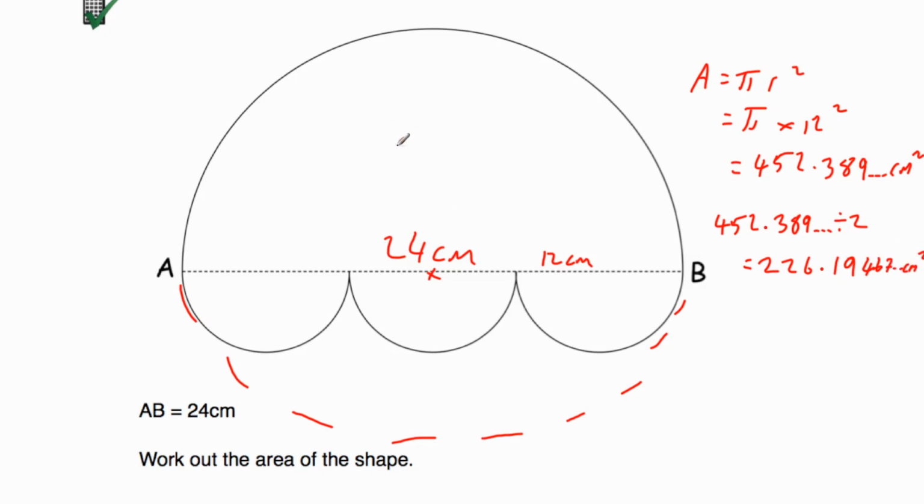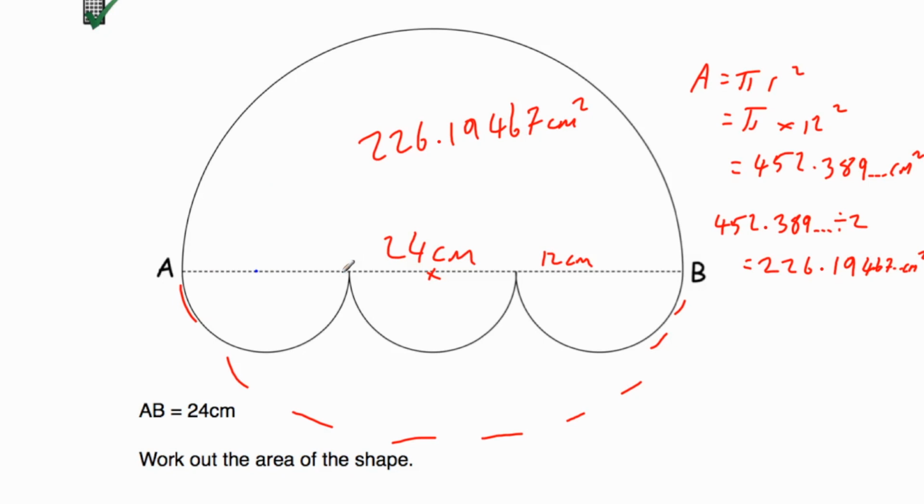So that means the area of this region is 226.19467 centimeters squared. So that's the area of the semicircle at the top. So we found the area of this large semicircle. Now we just need to find the area of these 3 smaller semicircles, and then we can add them all together. So let's look at one of these smaller semicircles.